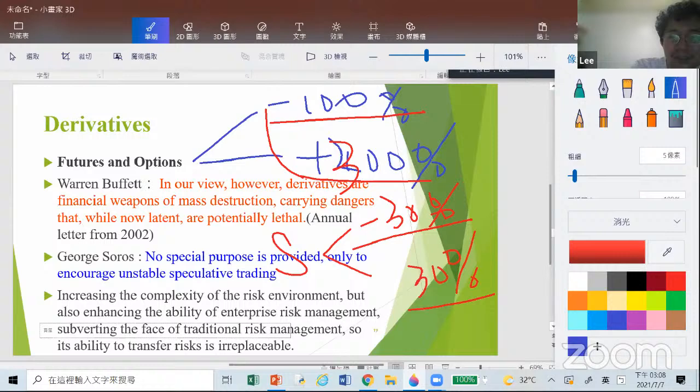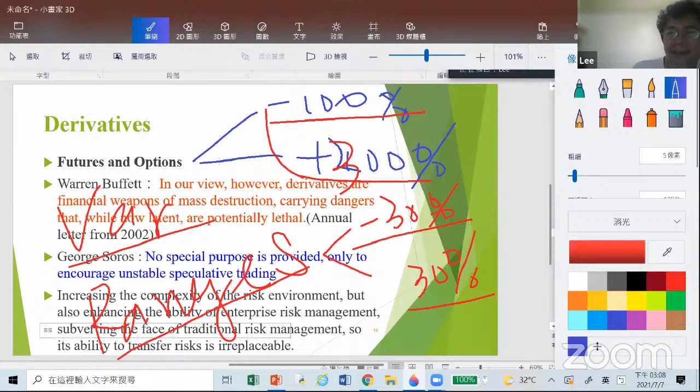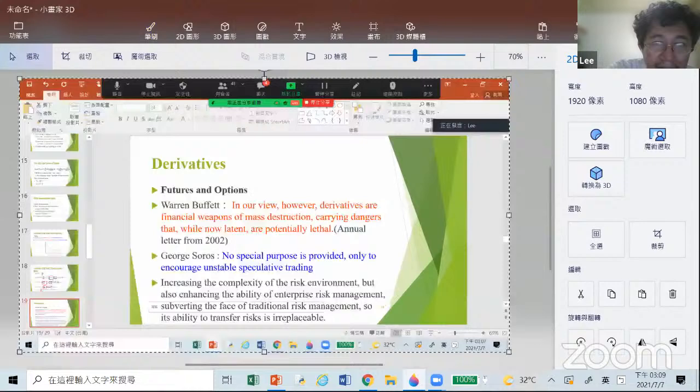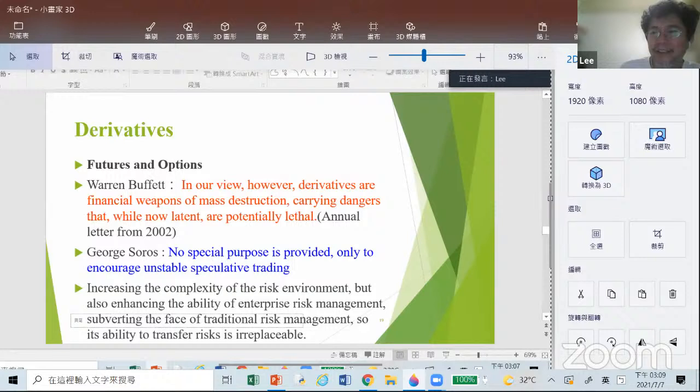Sometimes we also use the range to measure the risk. Last time we used variance. Variance is a way, and the range is also a way to measure the risk. If you forget how to calculate range, maybe you can come back to check your statistics textbook. Based on this, we know derivatives are very risky compared to stock.